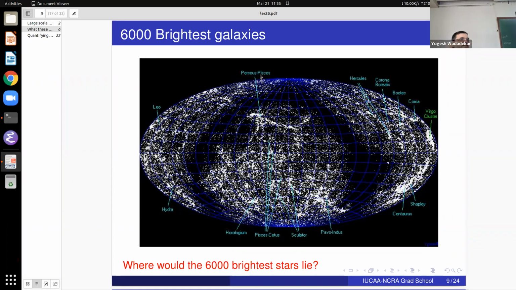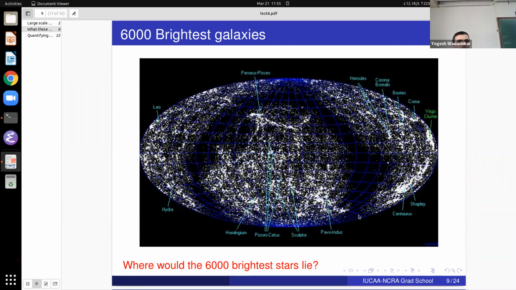Yes, that's the plane of the Milky Way, correct. And I told you it's very hard to see galaxies very close to the plane of the Milky Way. So where will the stars lie? In the disk. So if you plot the stars in the Milky Way, they'll mostly lie here. Right? So that's it.